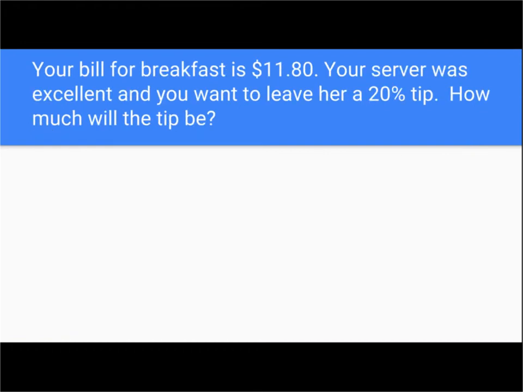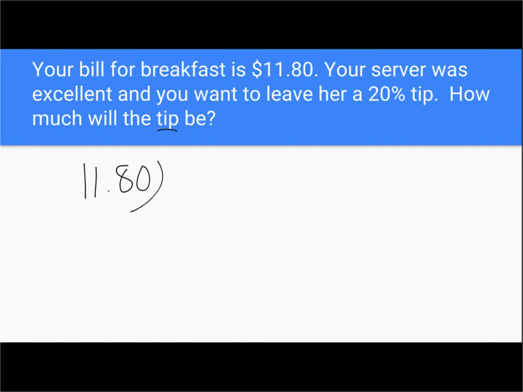Okay, one more example. Your bill for breakfast is $11.80. Your server was excellent and you want to leave her a 20% tip. How much will the tip be? So here's a difference. The last problem asked how much did you need to leave all together for the food and the tip. This one just says how much is the tip, so it saves us a step.